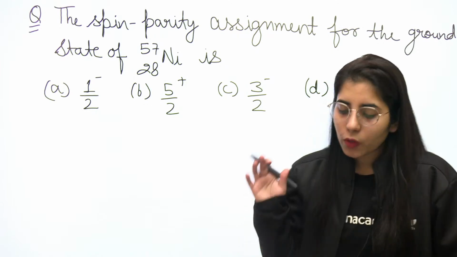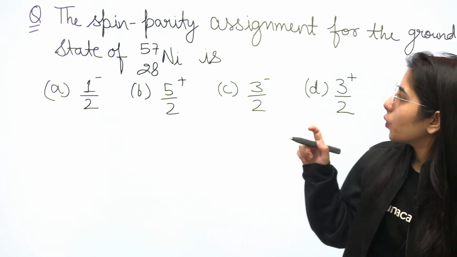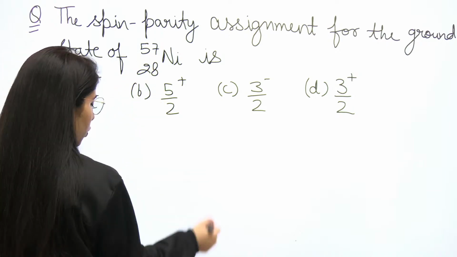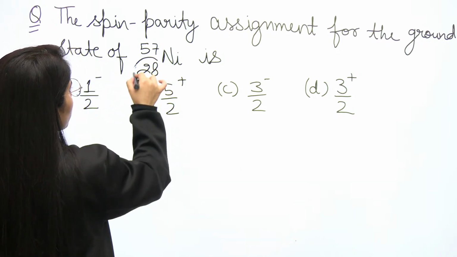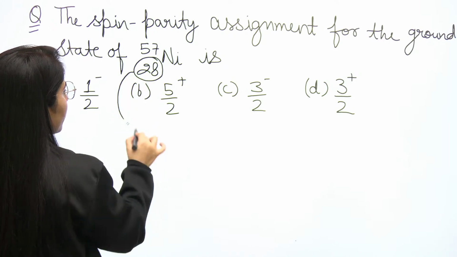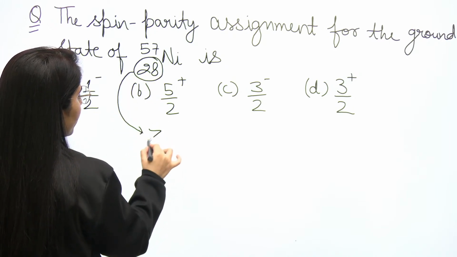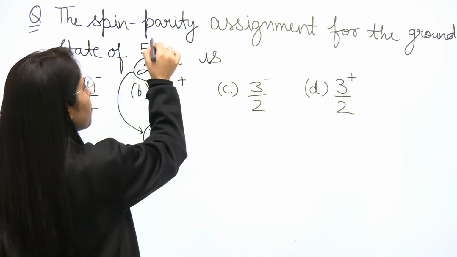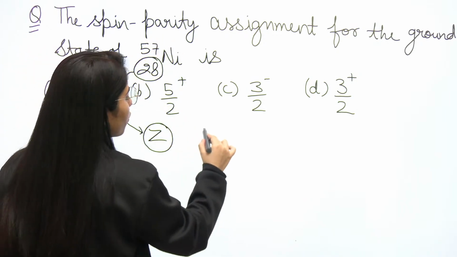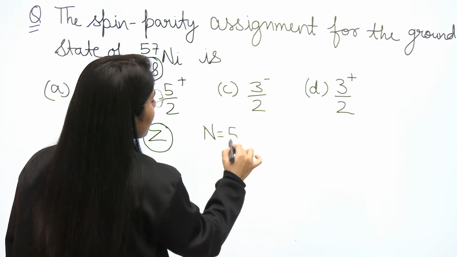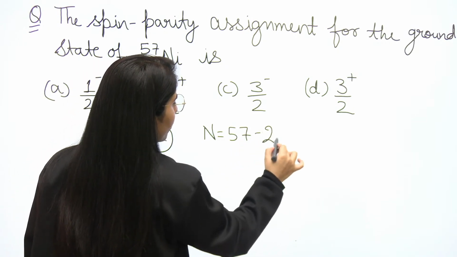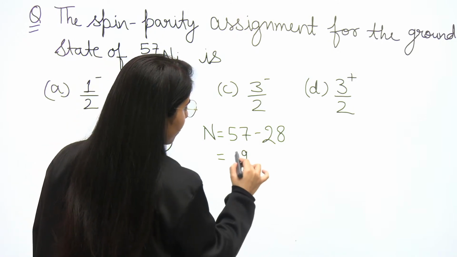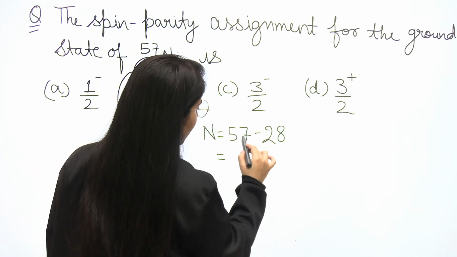Okay. So first of all, what you need to do, since here we are going to have the number of protons. What is the number of protons here? That's going to be 28. Okay, 28 number of protons, which means the Z value. Now what will be the number of neutrons? Total mass number 57, so the number of neutrons will be 57 minus 28. What will you get from here? That's going to be 29.